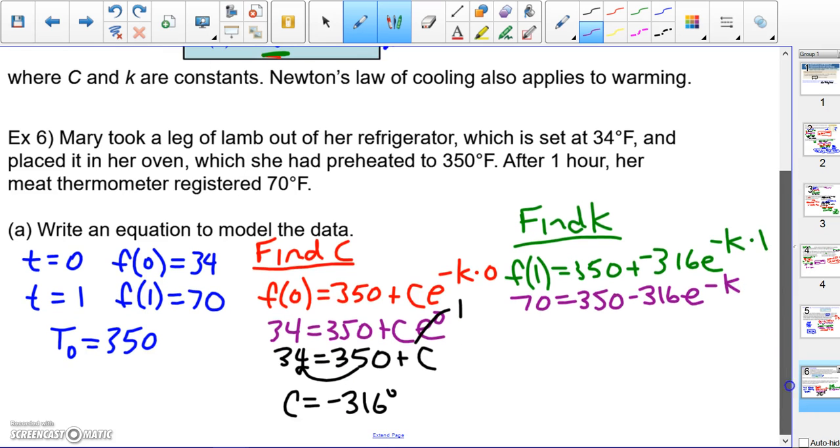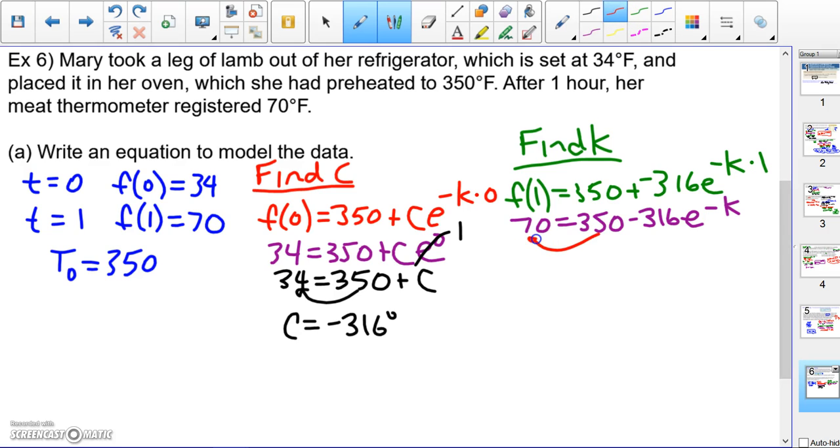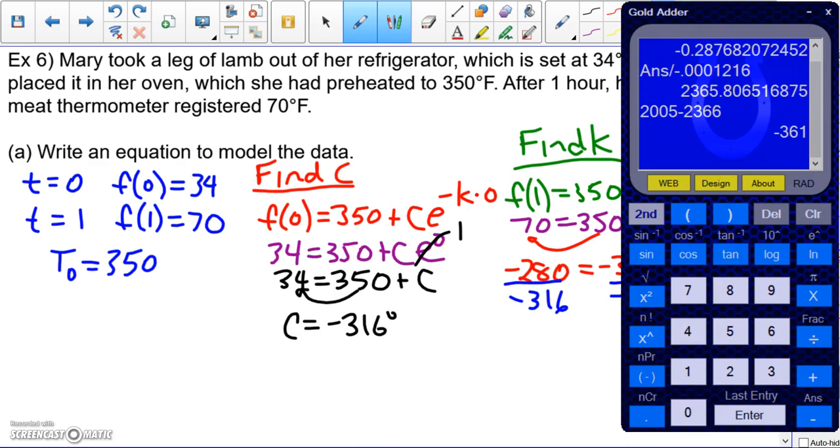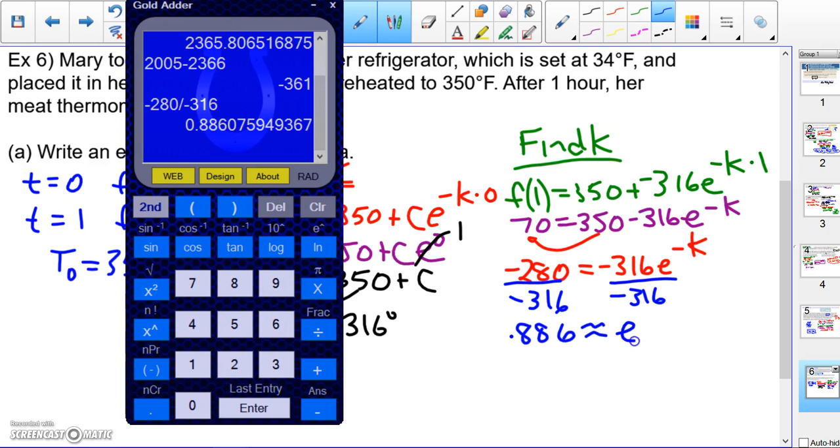So this is a little bit harder to solve, but we've got this. We've been doing this whole lesson. Subtract the 350 over, that's negative 280 equals negative 316 e to the negative k. We're going to need to divide by negative 316. Is about 0.886, let's say, is approximately equal e to the negative k.